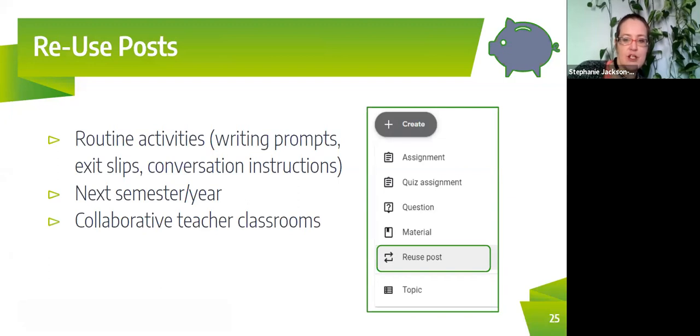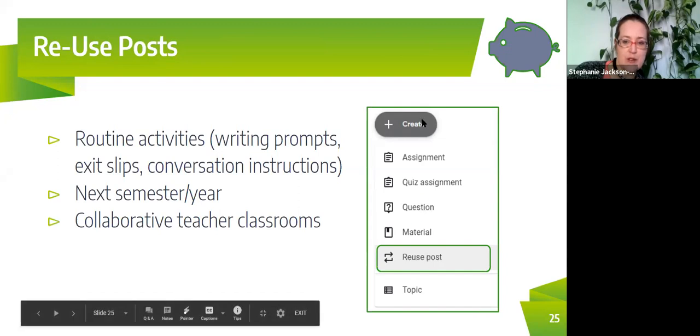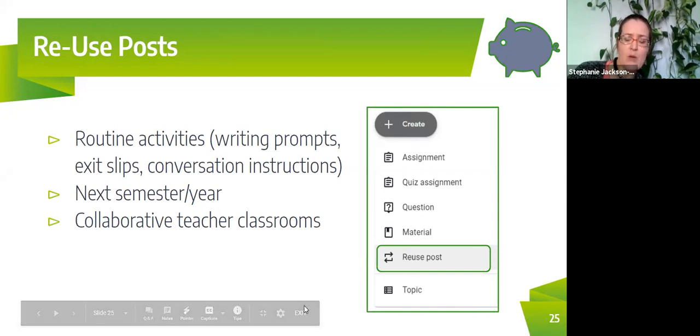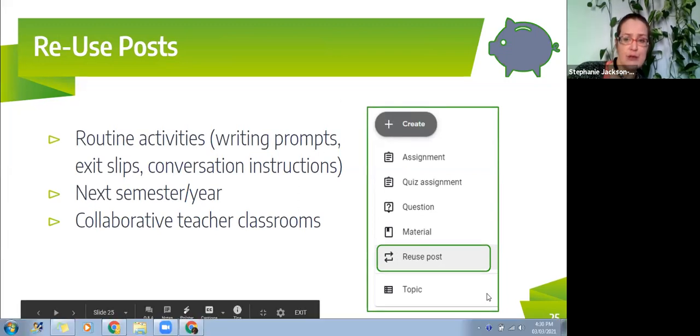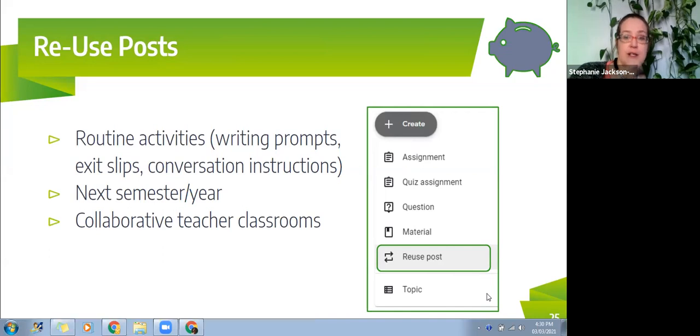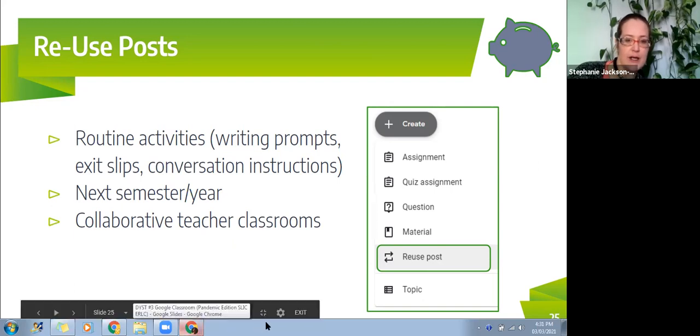Another neat feature in Google Classroom is this reuse post. So when you click on create in classwork to create an assignment or a quiz or material or whatever it is, you can click on reuse post. What that does is bring up a menu where you can choose a Google Classroom and choose something that you've created for a different assignment or a different materials post, or something that you've posted in a classroom elsewhere. And that's a really neat way to save some time.